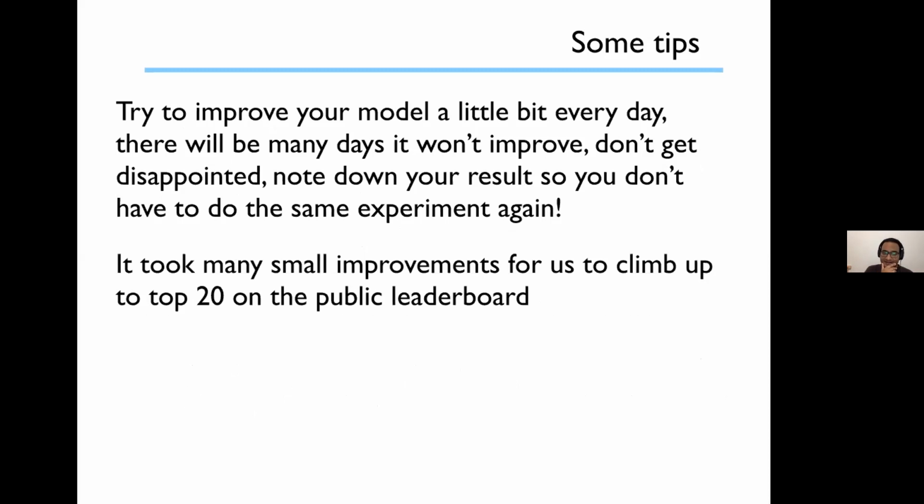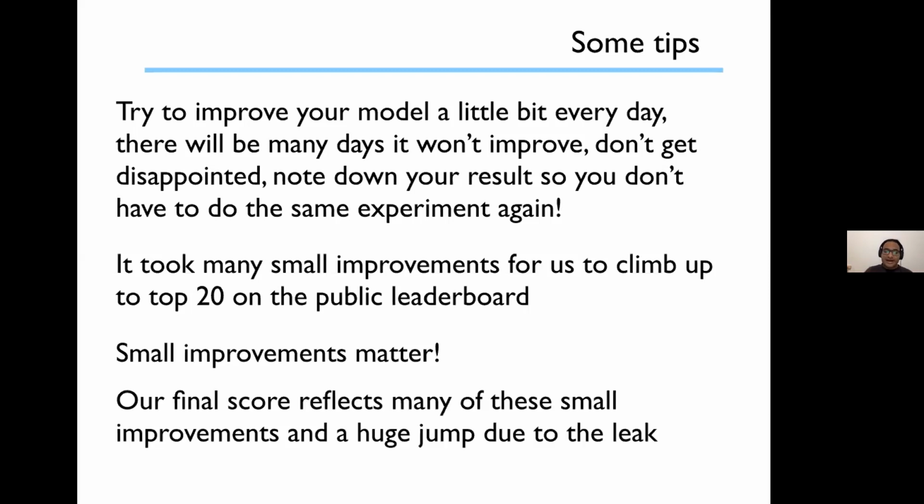Now, in our case, it took many small improvements for us to climb to the top 20 on the public leaderboard. They were very tiny increases. Sometimes it would be only a few places and sometimes 10, but there were many small ideas that went in. So there was a lot of work to get the model into the top 20. Small improvements do matter a lot.